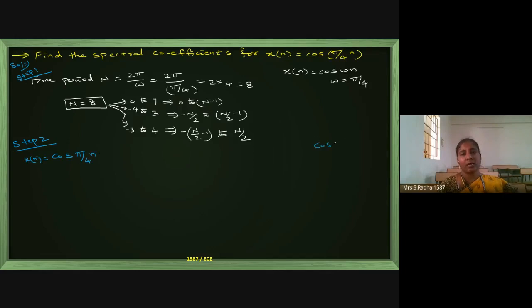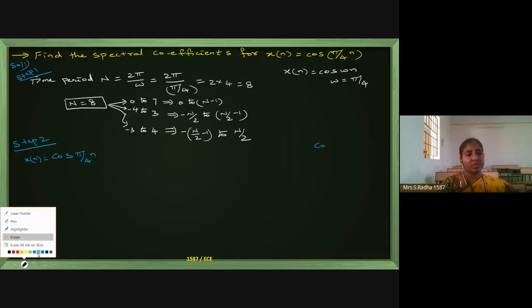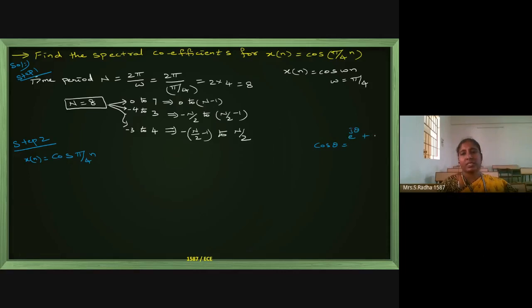I will take cos theta, as it will be easy for understanding. Cos theta can be written as e power j theta plus e power minus j theta, divided by 2. If sin theta is there, we can write it as e power j theta minus e power minus j theta, divided by 2j. These are the formulas we already know.